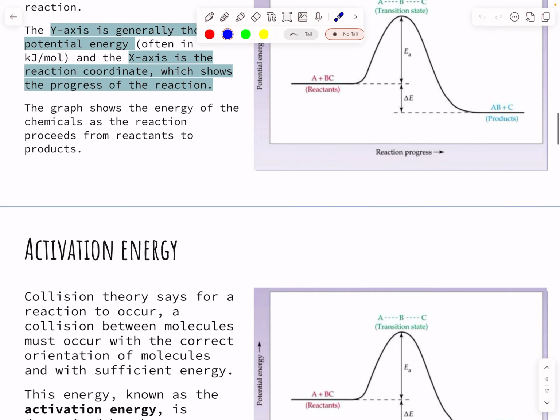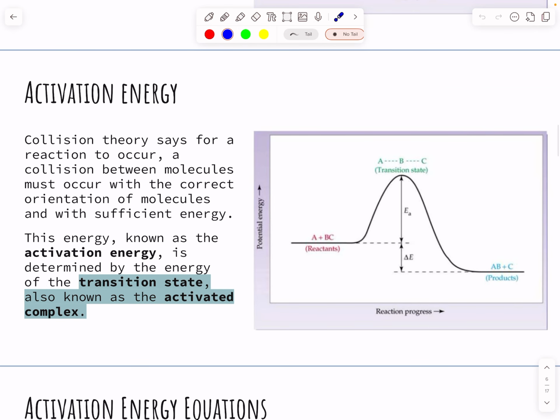All right, so collision theory says, like we talked about, that a reaction has to occur between molecules in the correct orientation with sufficient energy.